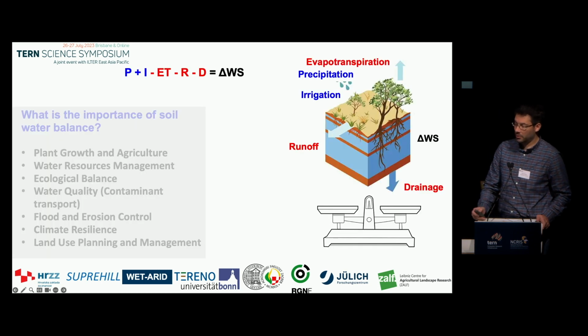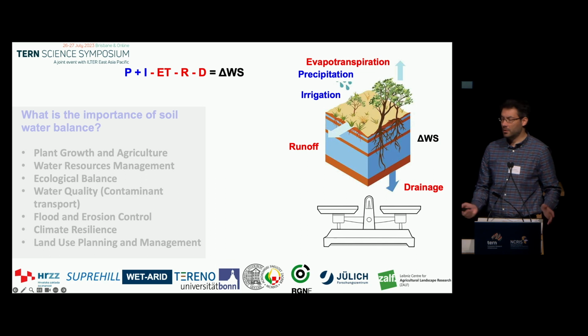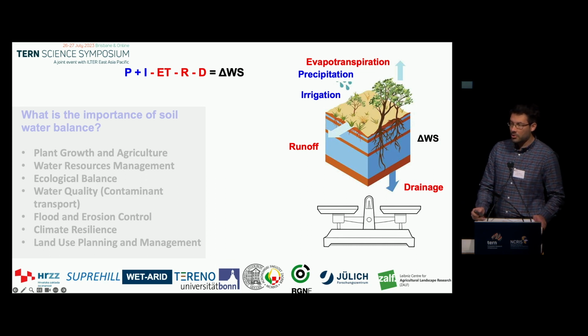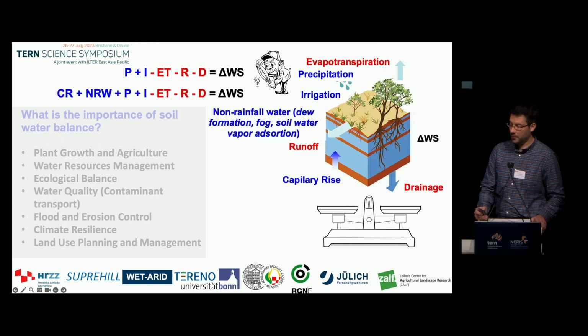So when we talk about water balance, we have this simple equation which accounts for precipitation, evapotranspiration, maybe irrigation, runoff, and drainage, and soil water storage. So that's the basic equation. And of course, we need to quantify it properly. But are we missing something? Yes, we are. We are missing some components, and these components are capillary rise.